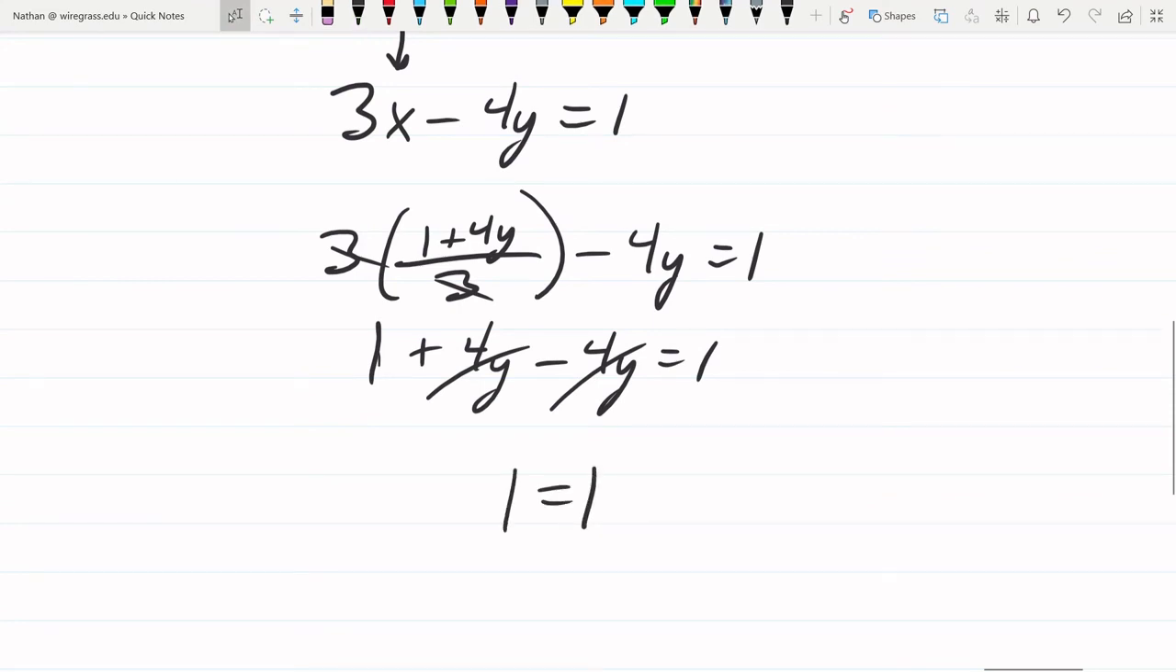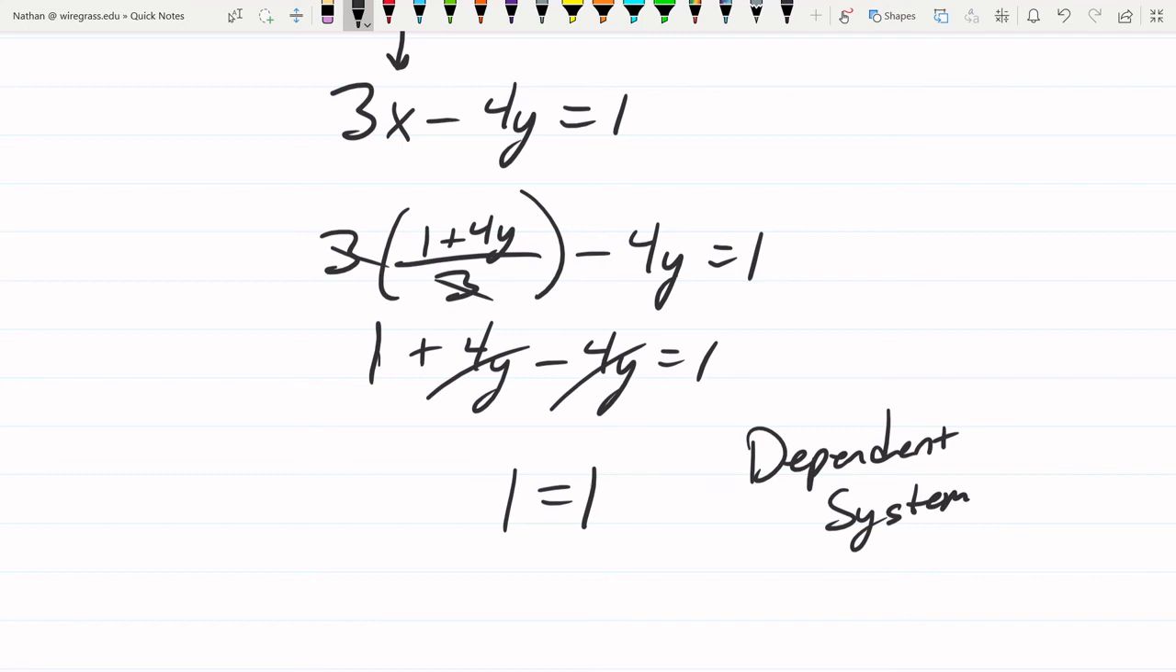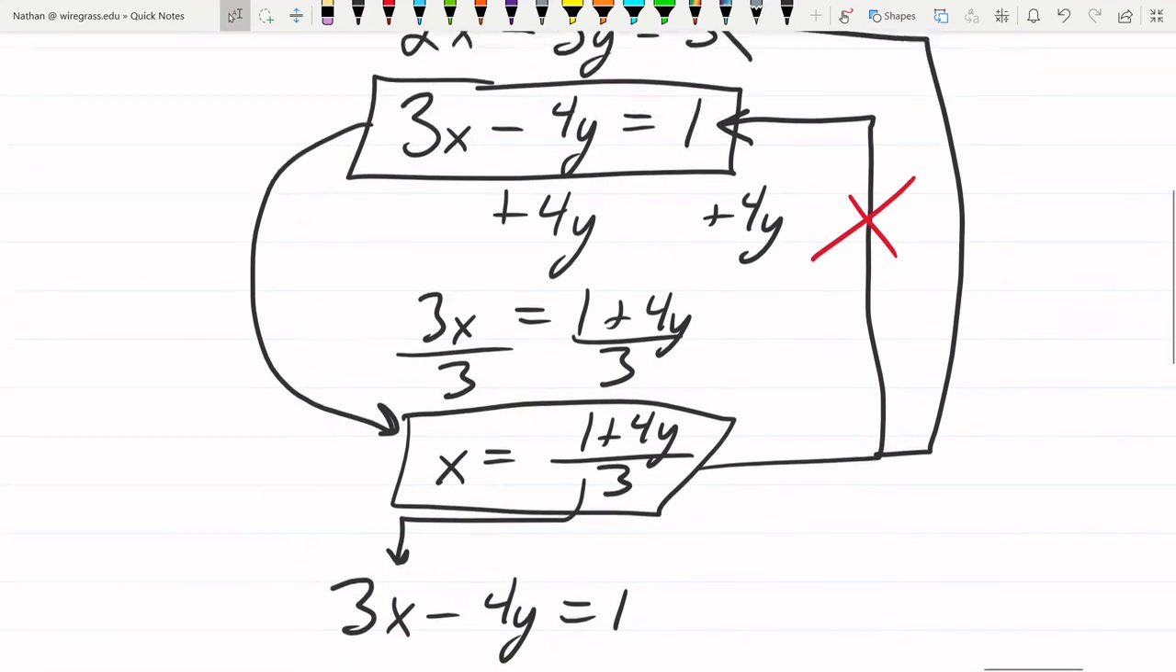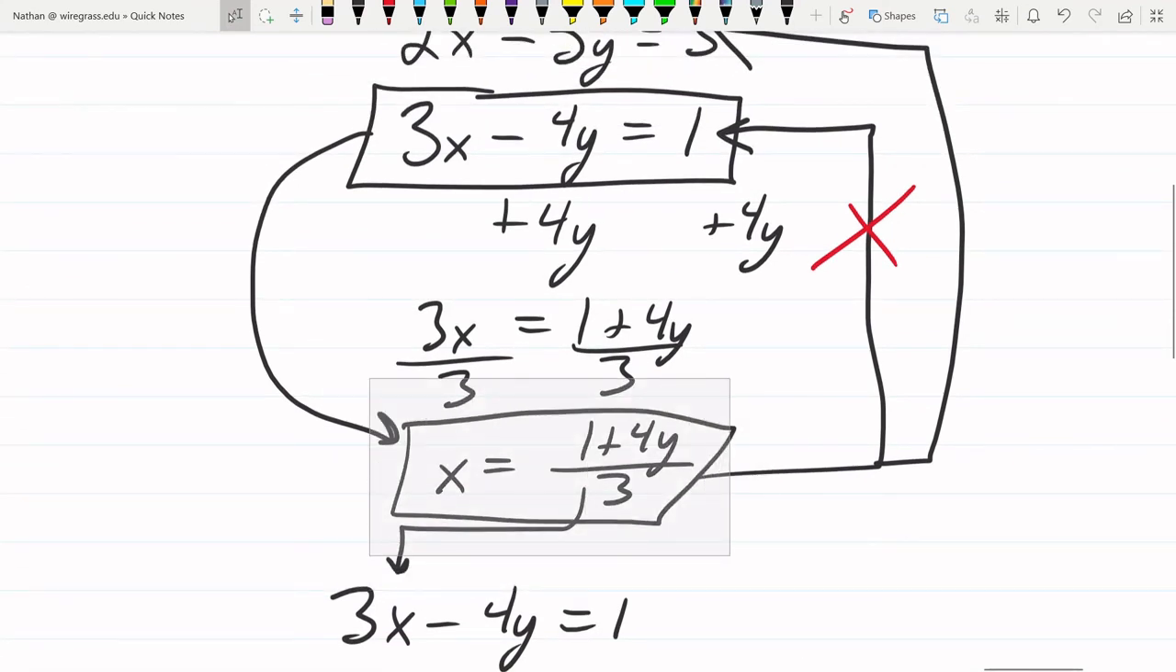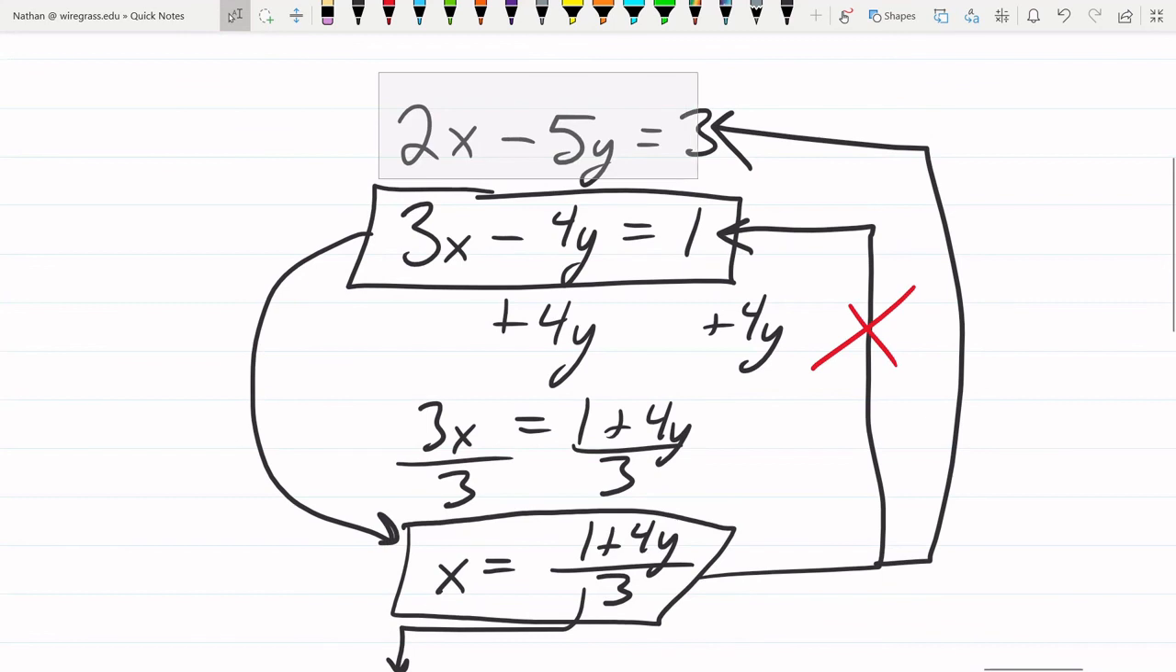And this could incorrectly tell you that this is a dependent system, so it has infinite solutions, which is a type of solution that you can have, right? But it is not correct in this case. I'm pretty sure in this case you would get an actual coordinate pair for the answer. So make sure you always plug whatever you find for one of the substitutions into the other equation. Don't plug it back into the same equation.